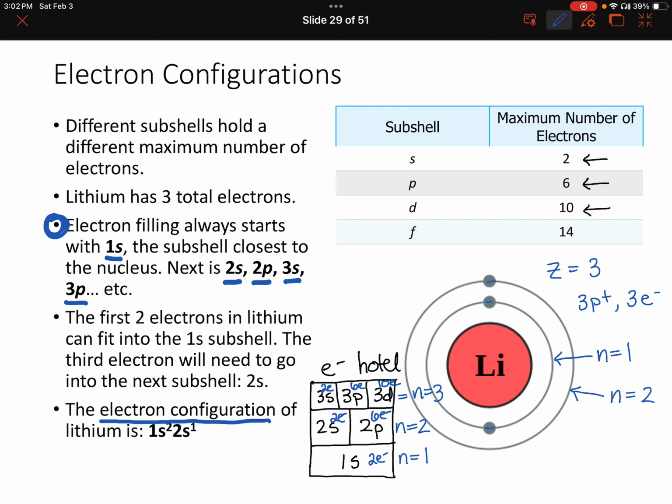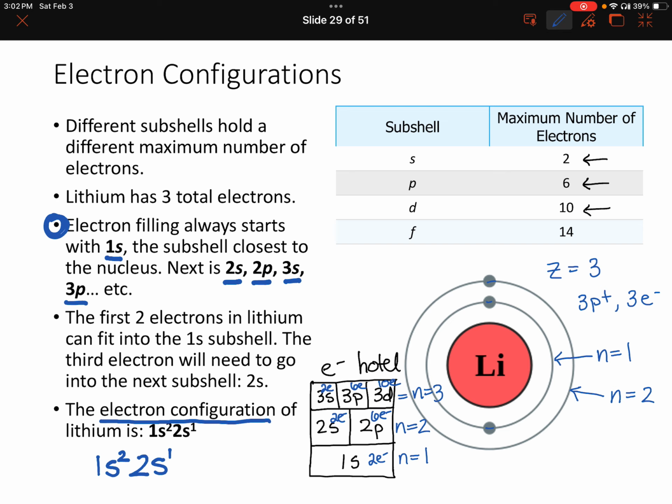So we said that the first 2 electrons for lithium are going to be in room 1s. So we're going to write 1s with a superscript 2 next to it. And then the third electron is going to go in room 2s, and there's only 1 electron in that room. It's just staying by itself, so we write 2s1. So the electron configuration is 1s2, 2s1.